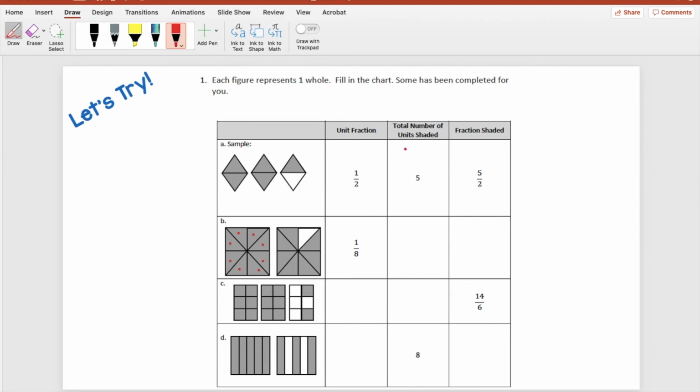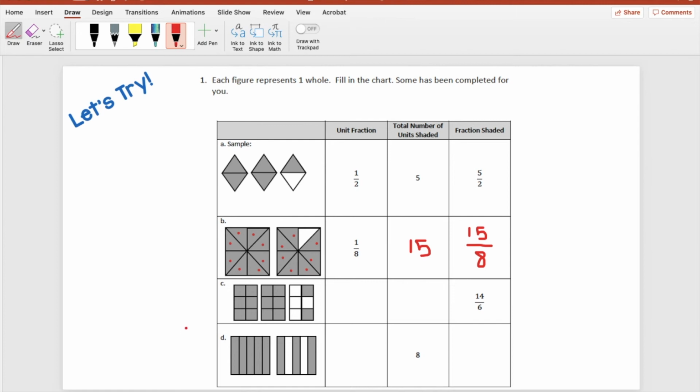The total number of units shaded. So let's count all the gray pieces. We know there's 8 here. I'm going to count on 9, 10, 11, 12, 13, 14, 15. There are 15 units shaded. So my fraction is 15/8. Make sure you have this written in your chart.